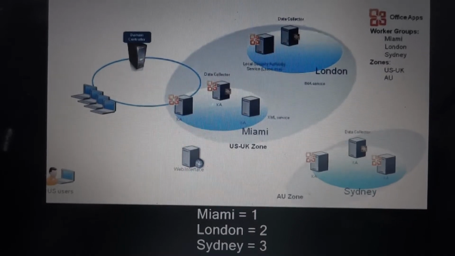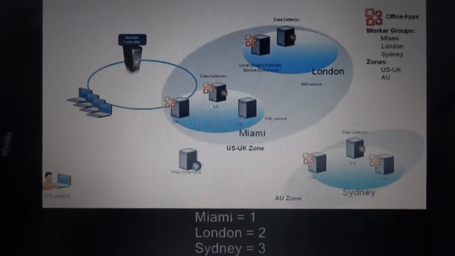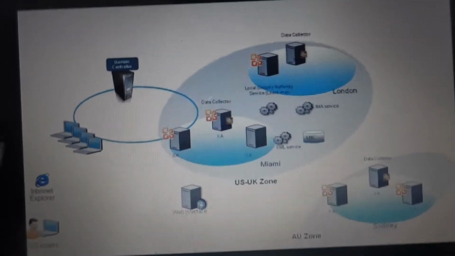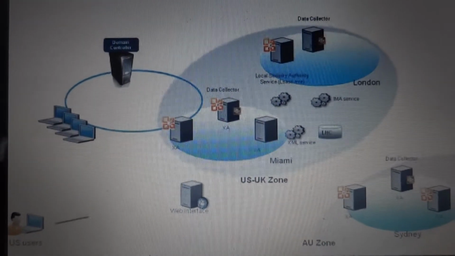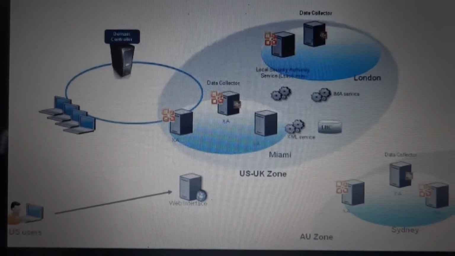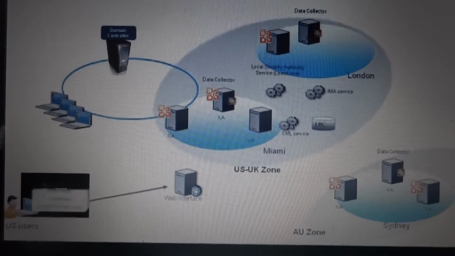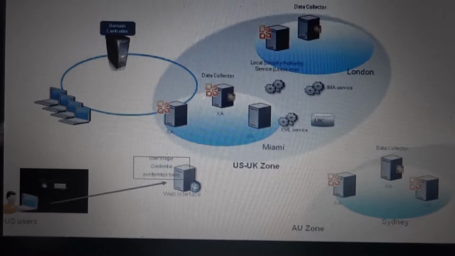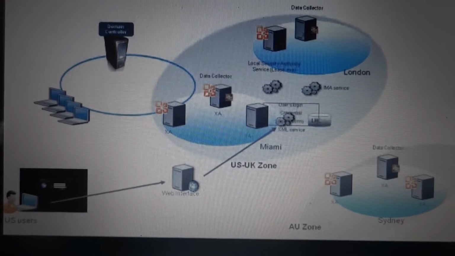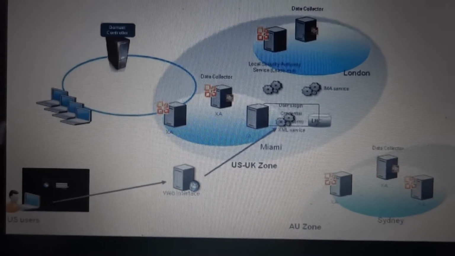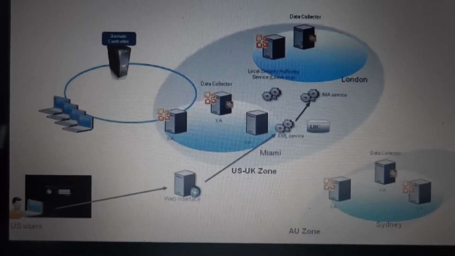Let's see how this worker group preference policy works for a US-based user. First, a user launches the web browser and types in the URL. They then connect to Web Interface. Web Interface in turn returns a logon page on which the user types their credentials. The user's credentials are forwarded from XML, then to IMA in the form of either HTTP or HTTPS.